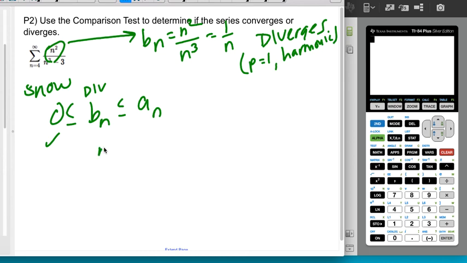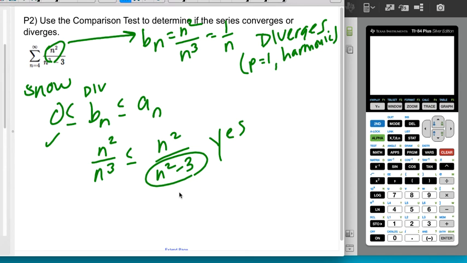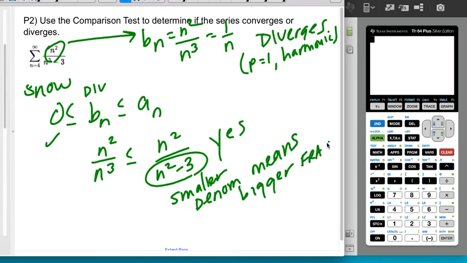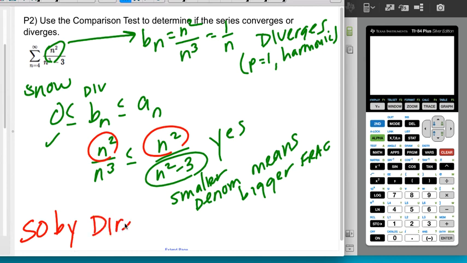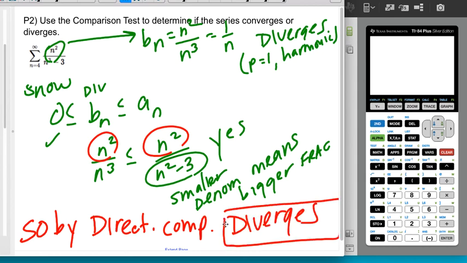The question is, can we show that n squared over n cubed is smaller than n squared over n squared minus 3? And the answer is yes, we can, because a smaller denominator means a bigger fraction, right? The numerators are the same, which is not accidental. So the numerators are exactly the same, and the smaller denominator means a bigger fraction. So by direct comparison, this thing diverges, right? Because bigger than infinite is also infinitely large.